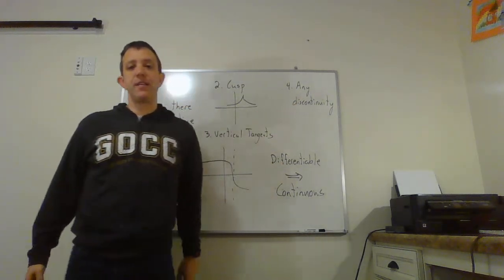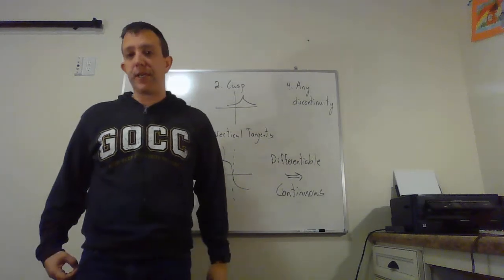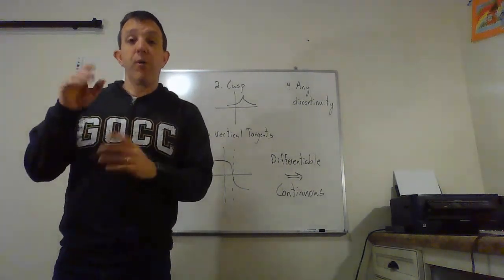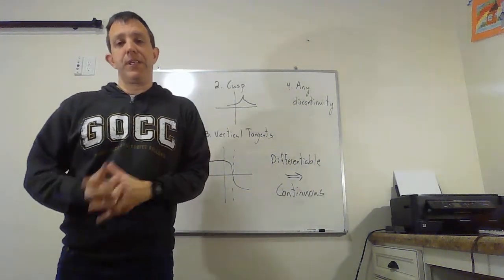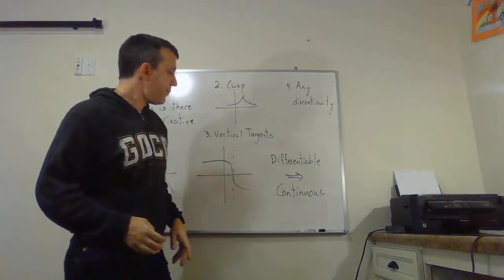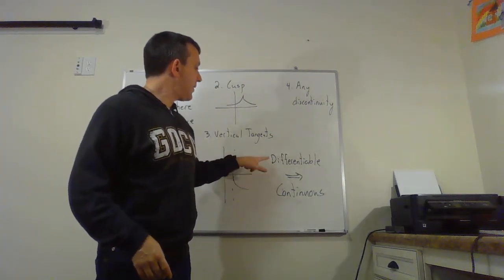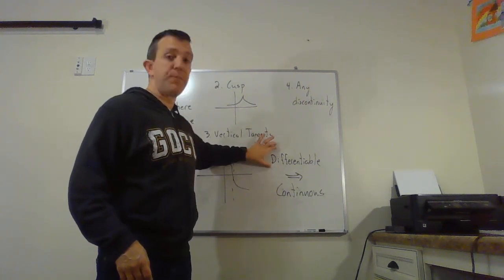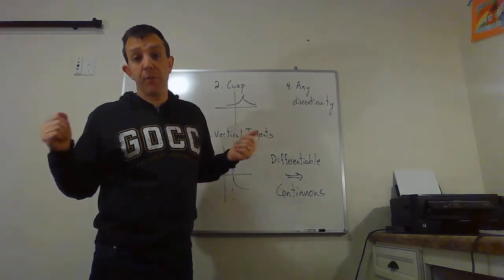And last but not least, I didn't draw any pictures, but anytime you have a discontinuity, if you have a jump or an asymptote, any of those things, that's going to ruin your ability to take a derivative at that point.